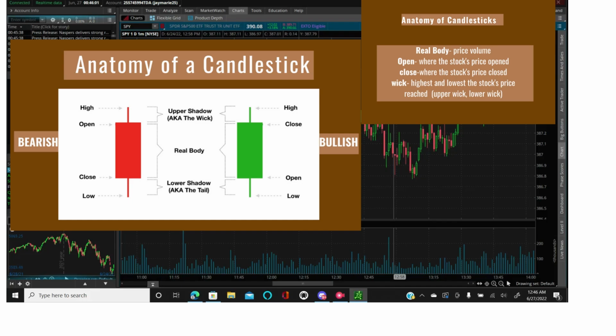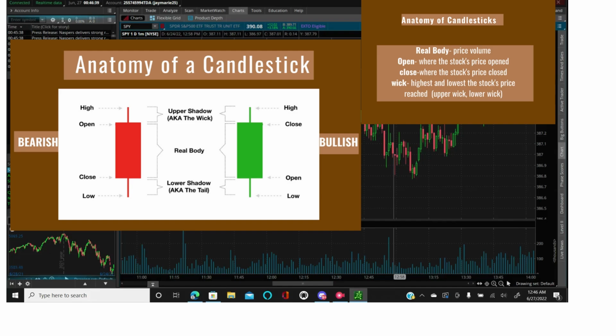Okay, so when you have a red candlestick, as you see to the left, that is a bearish candle. That means that the stock is going down. So when it's a red candle, the opening price will start at the top of the candle where it says open. That's where the price will start, and then throughout that minute or whatever time frame you're on, it's going to go down. And then where you see it closes, that's where it ends. Whenever that time ends, that's where the candle's going to close. That's the price that it closes at.